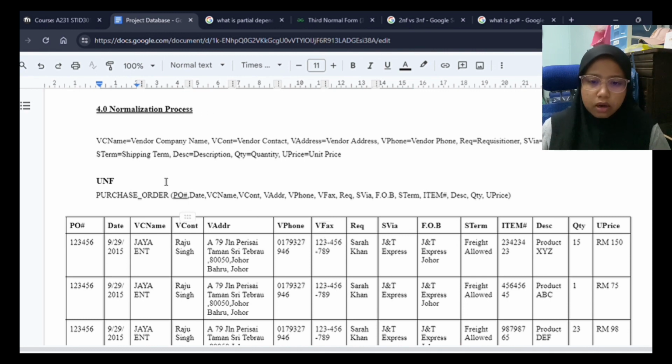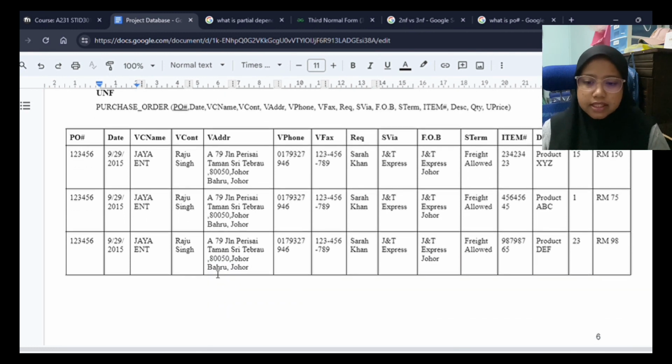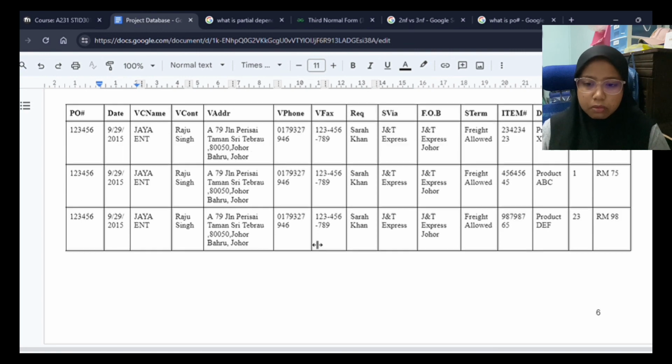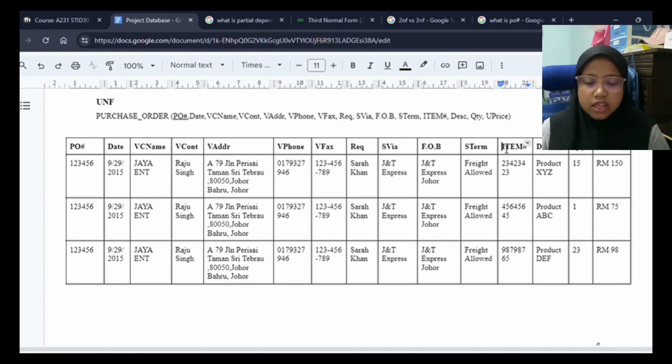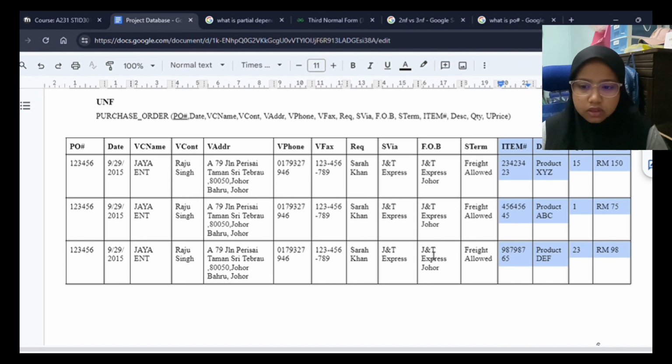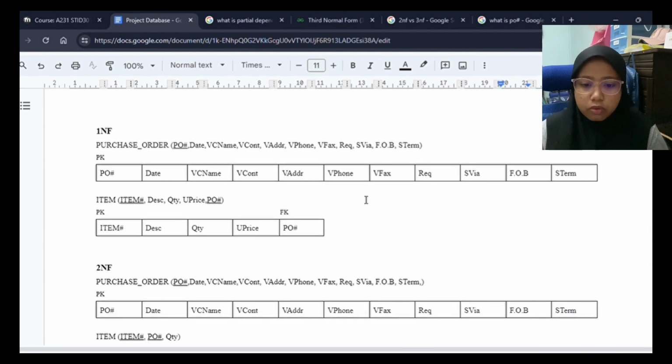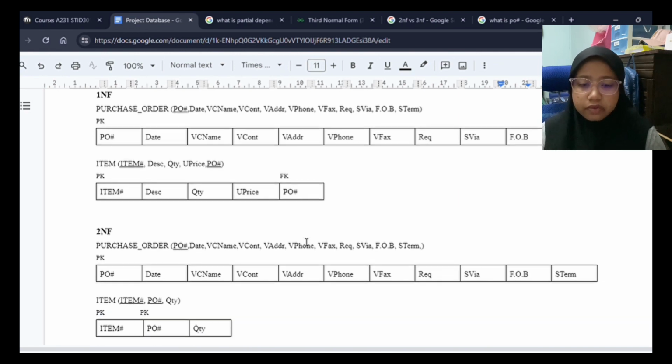For the unnormalized form, we have a purchase order table with a list of attributes and its details. For the first normal form, we separate all of the attributes into repeating and non-repeating groups. As you can see here, the last four columns are non-repeating groups, so we separate them into another table like this. Now we have two tables: the purchase order table, which is the repeating column with the PO number as the PK, and the item table, which is the non-repeating column with the item number as a primary key and PO number as a foreign key.